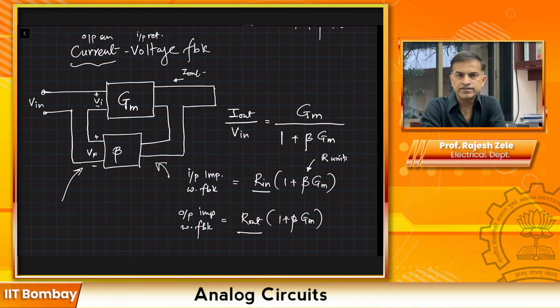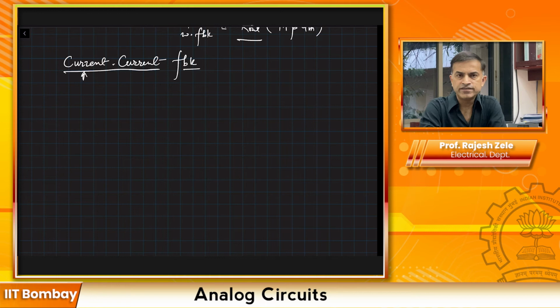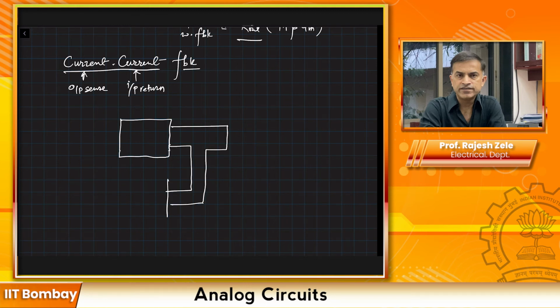Now let's look at the last configuration, which is current feedback. The first current is about output sense, and the second current is about input return. So keep that in mind. Since we are sensing the output current, you will see a series connection at the output. So here is our feedback return path. This is the feedback factor, and this is going to be AI, I'll explain what that means. And the output coming out of the feedback factor is going to be a current.